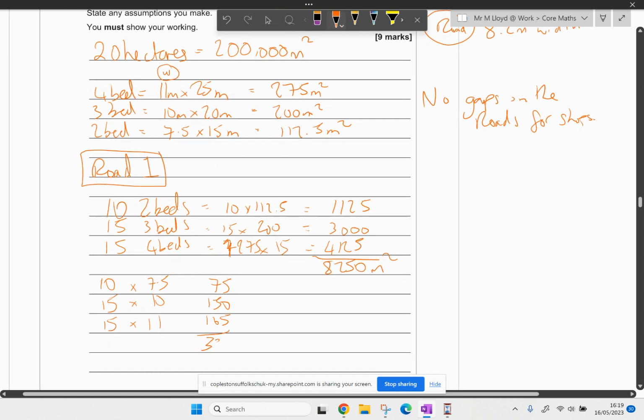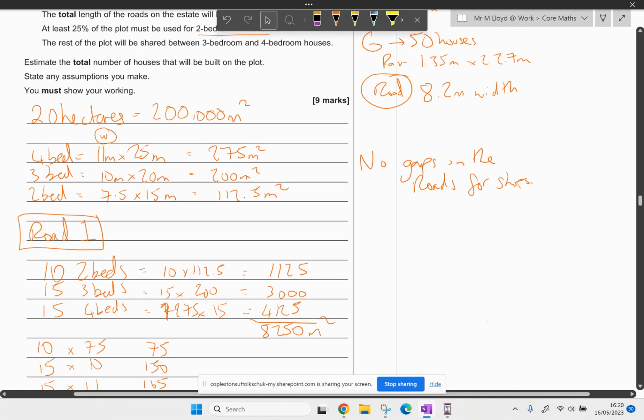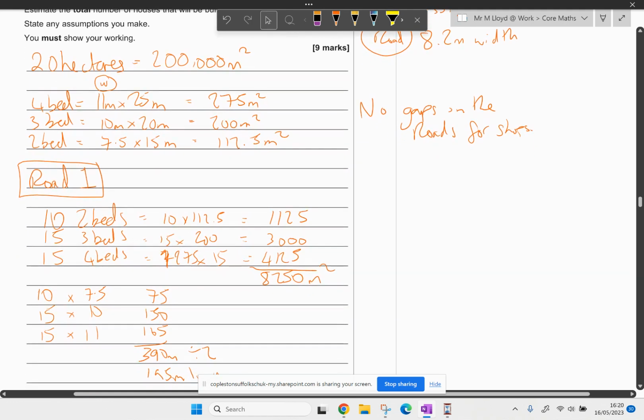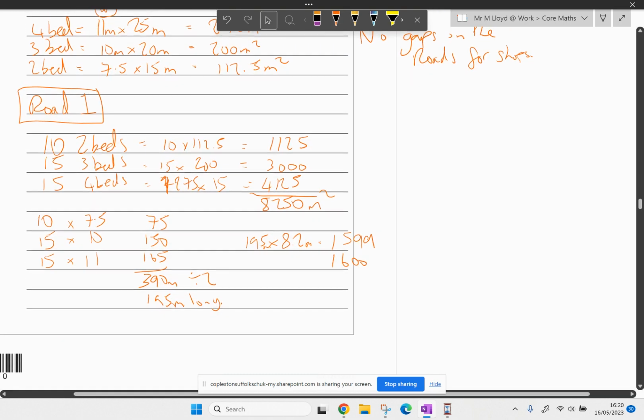390. 390 metres. Divide it by 2 because I'm dividing it by 2 to find out that length of the road. So that's going to be 195 metres along the road. And if that's 195 metres long, that means that it's 195 times by 8.2 metres for the width of that road. So that times by 8.2 is 1599, which I'm going to round up to 1600. Okay.